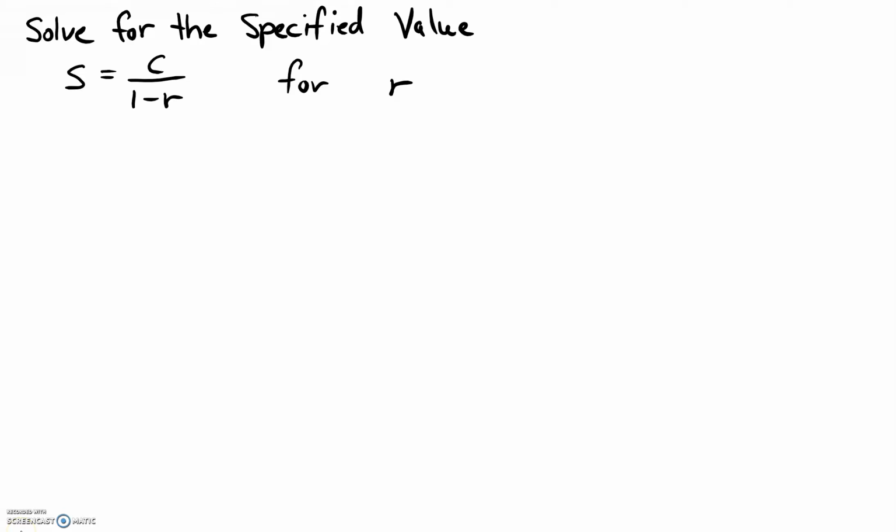For this video, we're going to look at solving an equation for a specified value. Our equation is s equals c divided by 1 minus r, and we want to solve that for r. So that means we want to get this r completely by itself on one side of the equal sign.